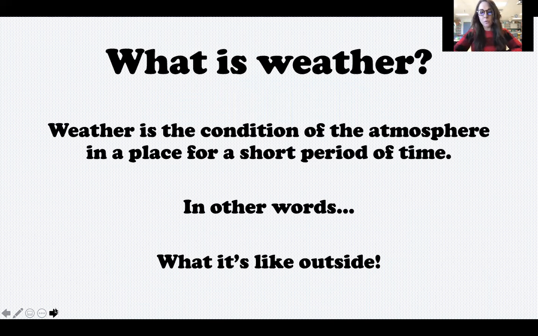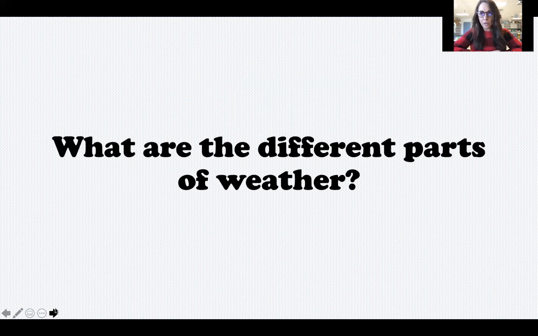When you listen to a weather report, they're going to tell you about lots of different things. They don't just tell you if it's hot or cold. That's only one part of weather. They're also going to tell you about some other things. So we're going to go into that now, and then we'll also talk about how we can use this information to decide what to wear or what to do or how to get around. So the first part of weather is cloud cover.